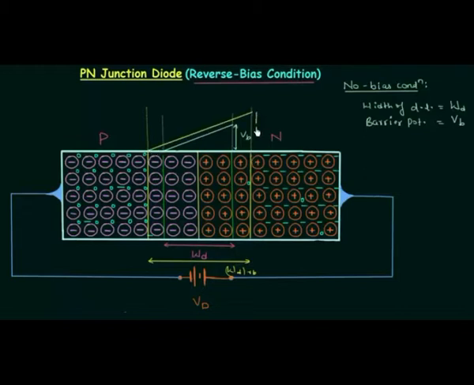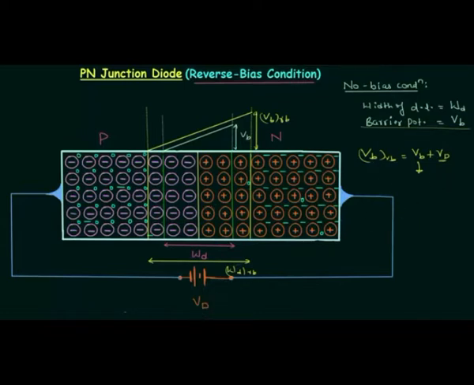We also have a new barrier potential. This is the new barrier potential, and let's call it VB reverse bias, and VB reverse bias is equal to VB plus VD, where VD is the reverse bias potential that we are applying across the two terminals, and VB is the barrier potential for no bias condition. So if you increase the reverse bias potential, the barrier potential will also increase.